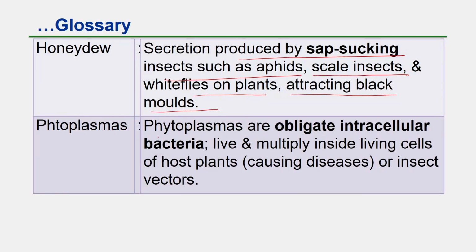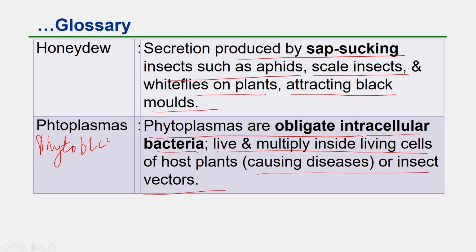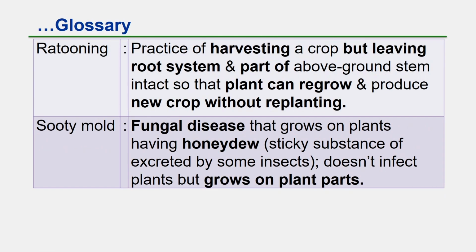Phytoplasmas. Phytoplasmas are obligate intracellular bacteria, living and multiplying inside living cells of host plants, causing diseases or insect vectors. So, these phytoplasmas are also important. Phyto, P-H-Y-T-O, phytoplasma. Ratooning, practice of harvesting a crop but leaving root system and part of above ground stem intact so that the plant can regrow and produce new crop without replanting.